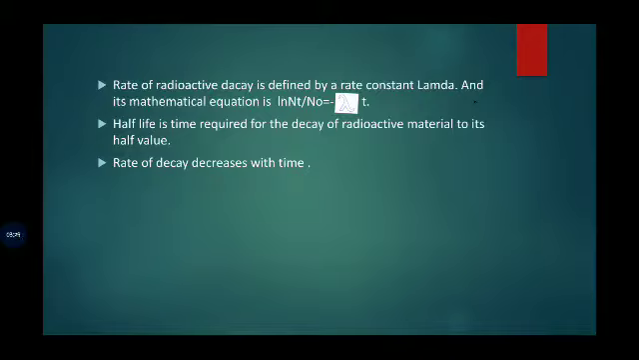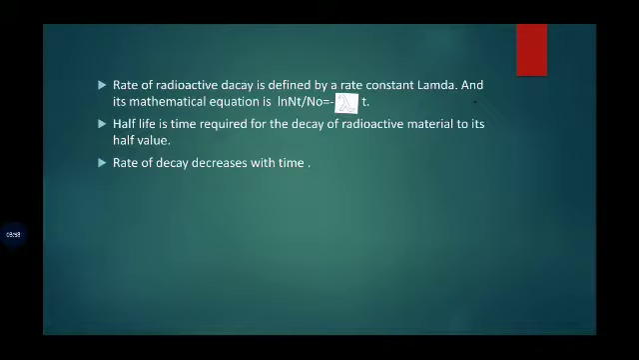The rate of radioactive decay is defined by a rate constant called lambda, and its mathematical equation is: natural log of Nt upon N naught, where Nt is the number of atoms present at time t and N naught is the number of atoms present at the initial start of the reaction, is equal to minus lambda t. Time t is the time taken for the reaction to proceed.